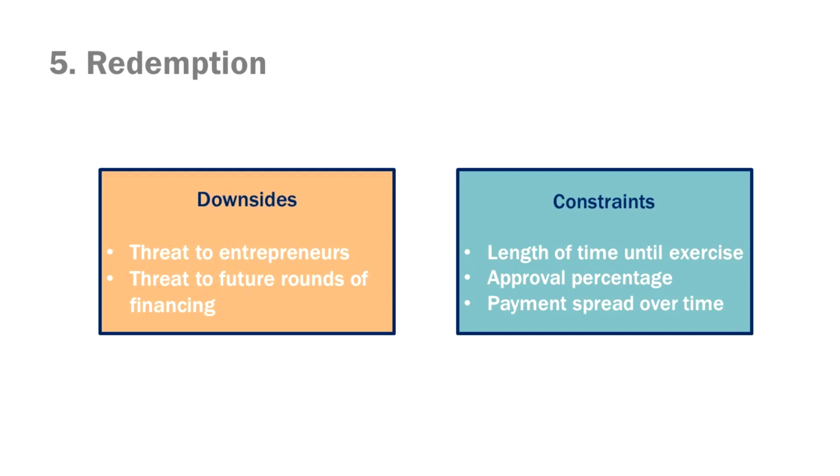When a redemption right is granted, the right is usually constrained in some way, such as making the right exercisable only after some period of time, for example 6 or 7 years, or conditioning the redemption on the approval of a certain percentage of the preferred shareholders, say 80%. A further condition might allow the redemption payment to be spread over 2 or 3 years in order to soften the blow on the company's cash flows.